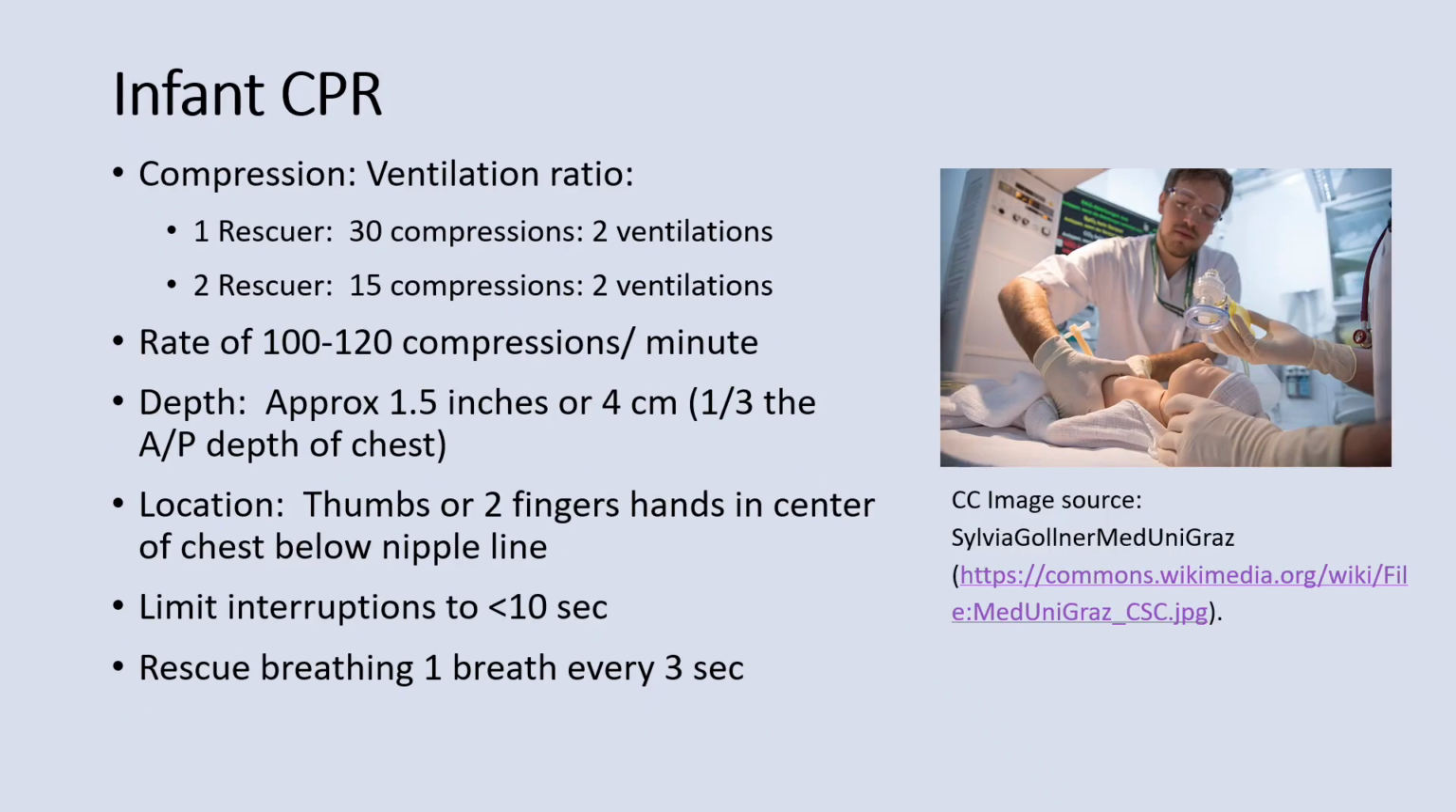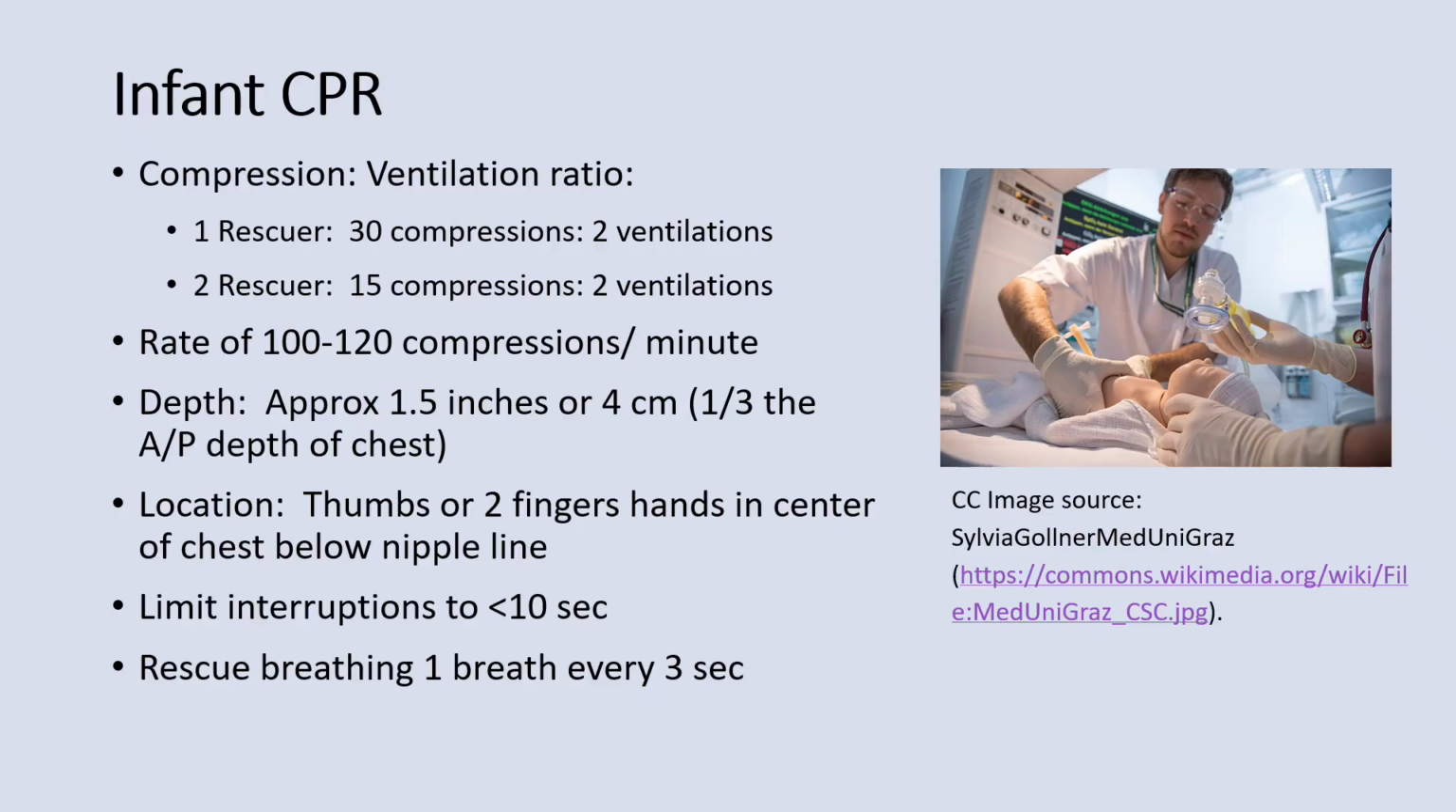When performing one rescuer CPR on an infant, the compression to ventilation ratio is 30 compressions to 2 ventilations. Chest compressions may be performed using the tips of 2 fingers when performing one rescuer infant CPR. When two rescuers are present, however, the compression to ventilation ratio becomes 15 compressions to 2 ventilations, and the compressor should provide chest compressions using the 2 thumbs with hands encircling technique illustrated in the image seen here.